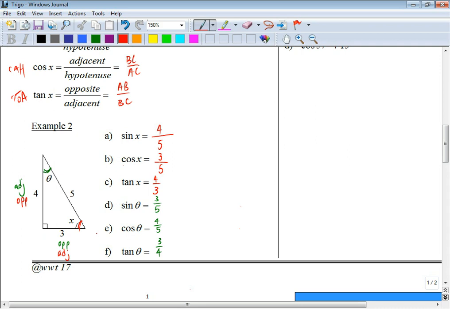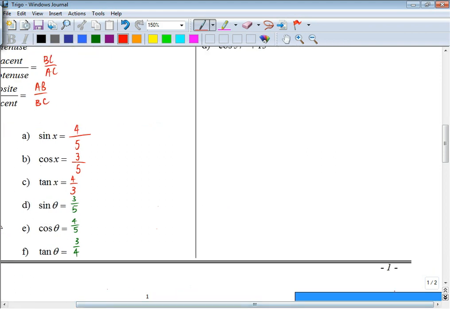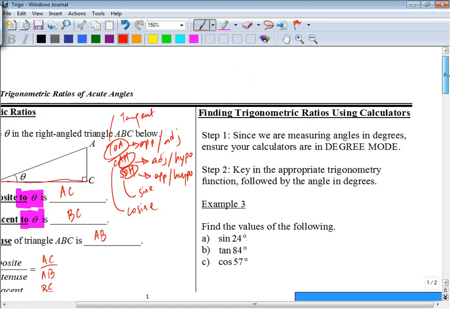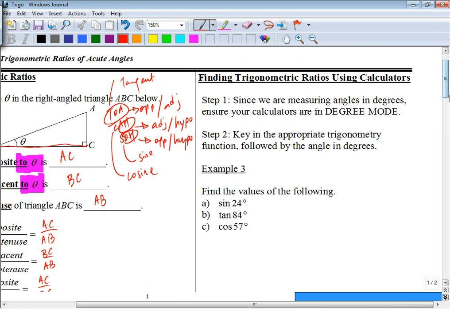Anybody, any questions? Okay? Next part. Now, we can use our calculators. So please take out your calculators. Turn it on. Check that it is in degree mode.